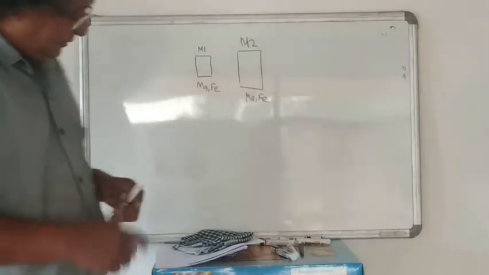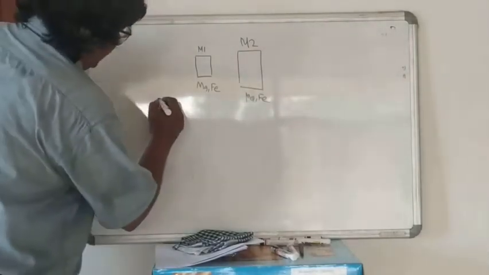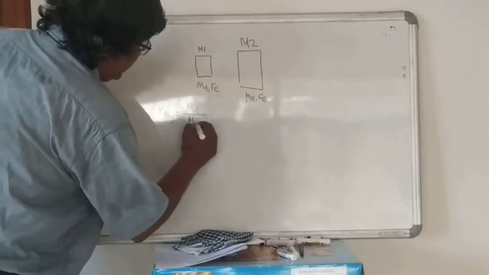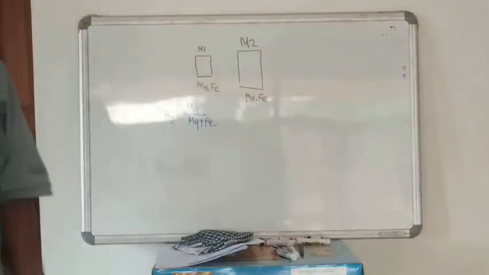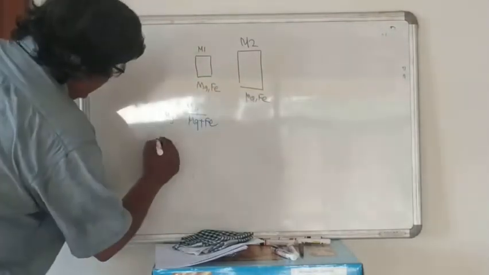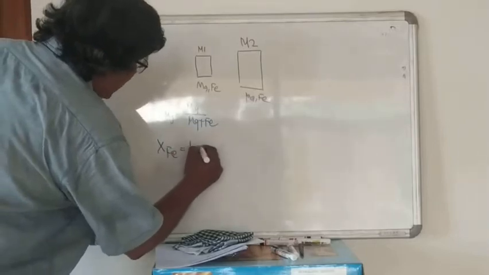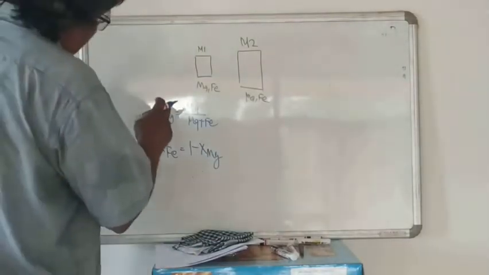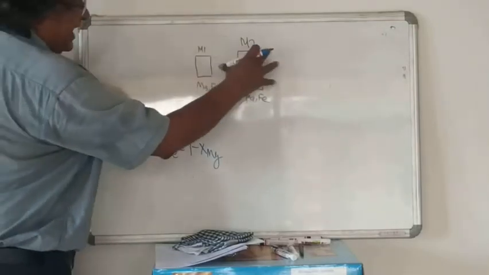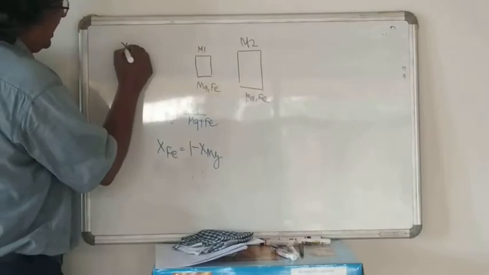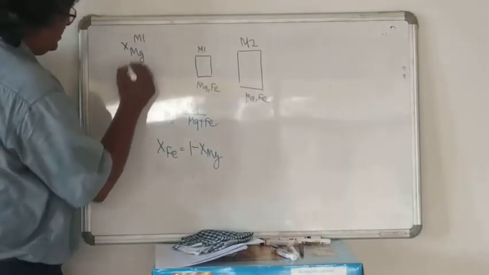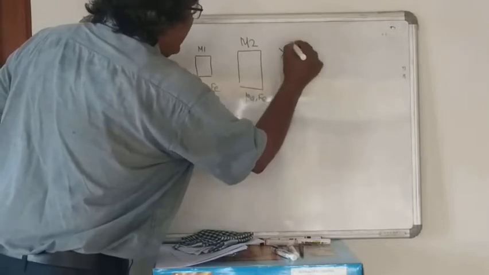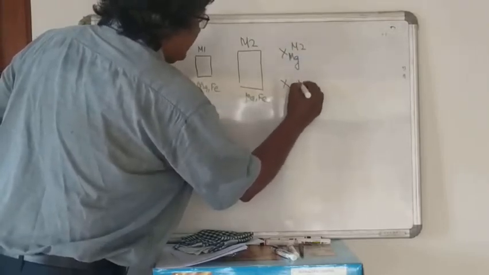Now, when we do this, we can calculate something called XMg, which is equal to Mg divided by Mg plus Fe. And it's very easy, XFe would be equal to 1 minus XMg. This you all know, but just for the heck of it. Now, if you take these as separate entities, we will have XMg M1 and XFe M1, and here we will have XMg M2, and here we will have XFe M2.